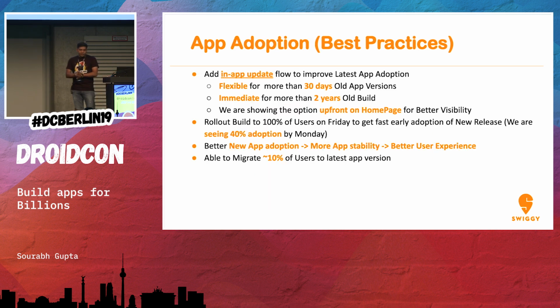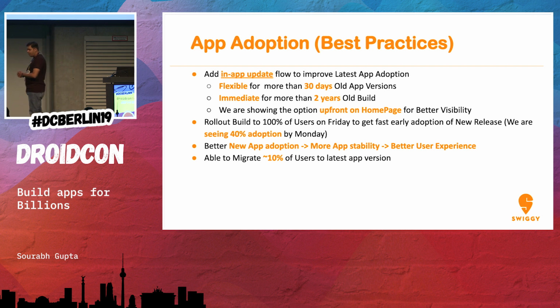Next comes app adoption. Why is app adoption important? Most of the time, we fix crashes and ship new features with the latest app, and we want users to update to the latest app as soon as possible. So we tried out a few things for app adoption.